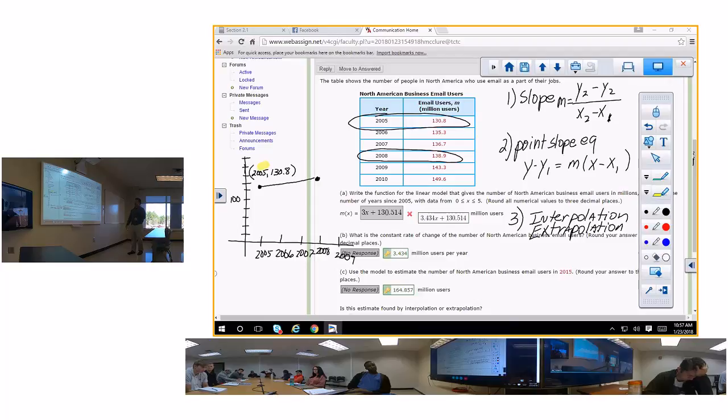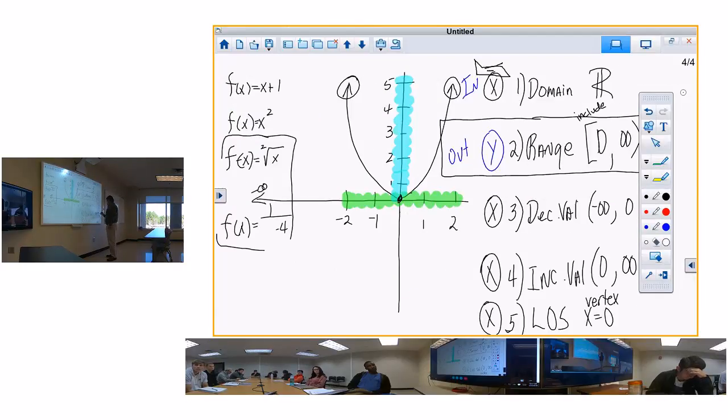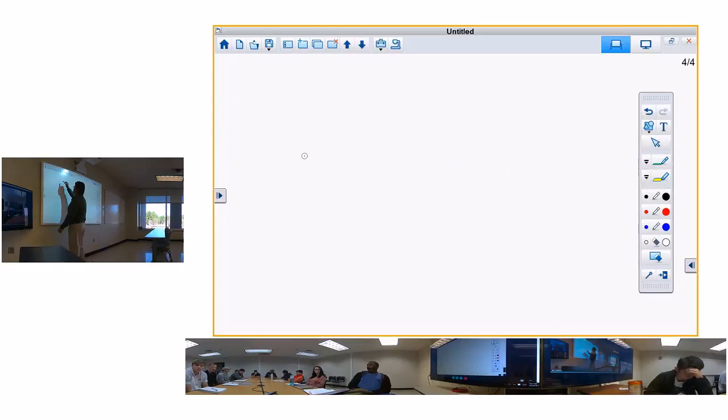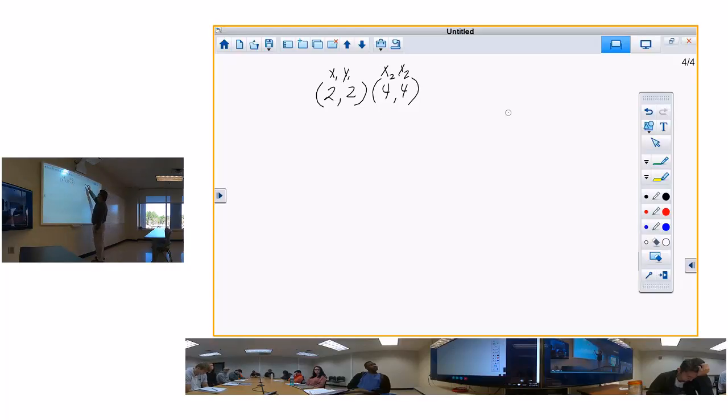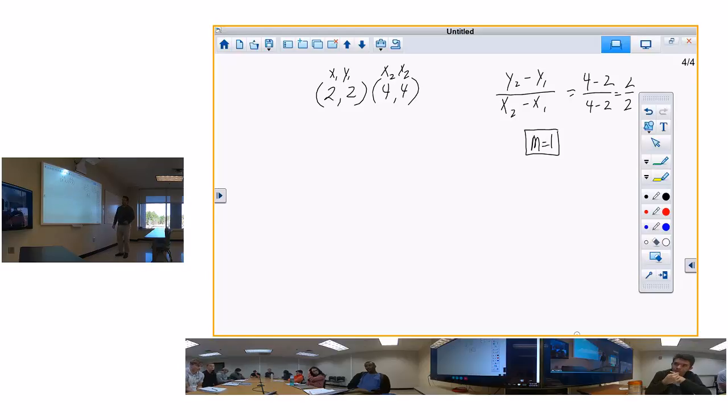Okay? Now, before I go into those 2 points and do all the math, I want to make it a little bit easier. Let's go to the whiteboard and say you've got 2 points, 2, comma 2, and 4, comma 4. Read from left to right: x sub 1, y sub 1, x sub 2, y sub 2. The formula is y sub 2 minus y sub 1 over x sub 2 minus x sub 1. Plug and chug: 4 minus 2 over 4 minus 2, which is 2 over 2, so m is equal to 1.